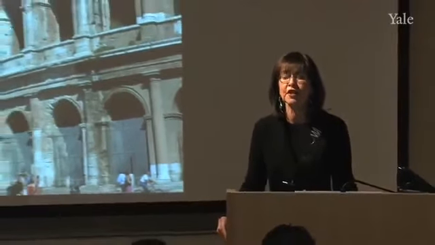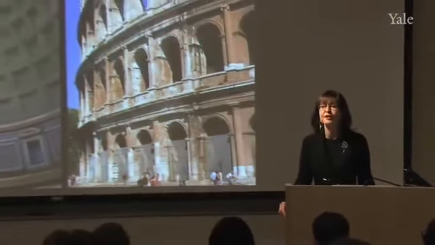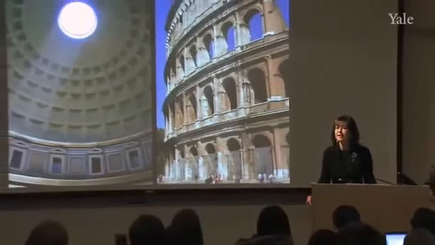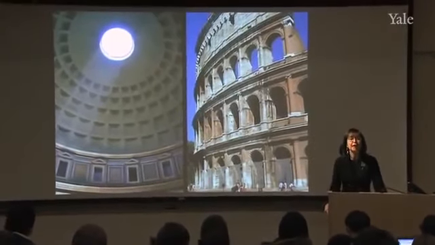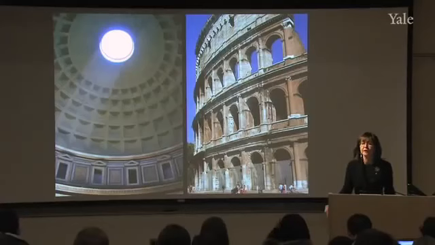Last time I introduced you to some of Rome's greatest buildings, and I remind you of two of them here. The Pantheon on the left-hand side of the screen, the temple to all the gods, and then, of course, the Colosseum on the right-hand side of the screen. These are two of the greatest masterworks of Roman architecture.